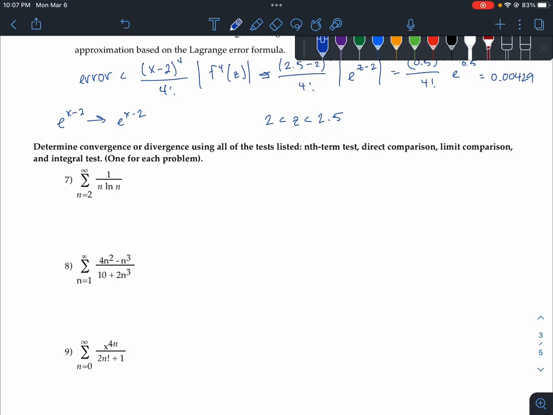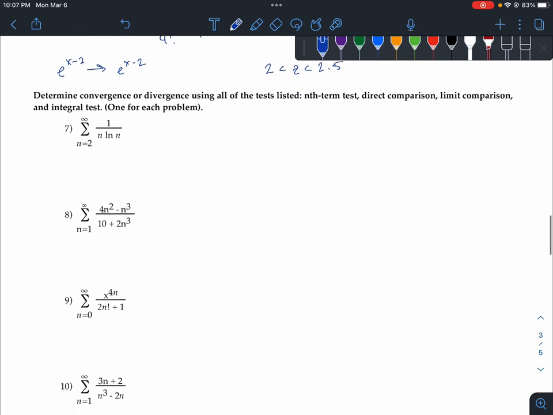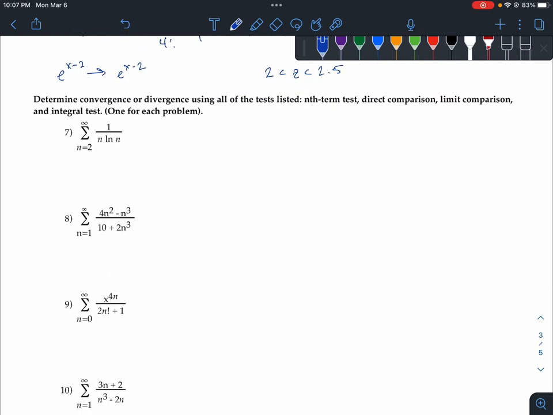Alright, now for the last part right here. So I wanted to go over these ones right here. Determine convergence or divergence using all the tests listed: the nth term test, direct comparison, limit comparison, and integral test. So one for each problem. So yeah, I set this up where mainly you use one of these for each.